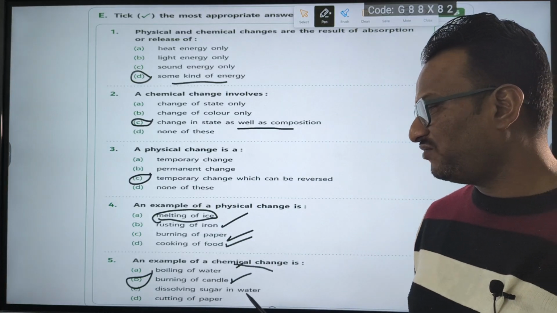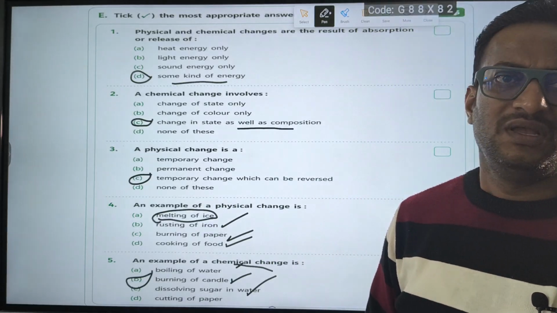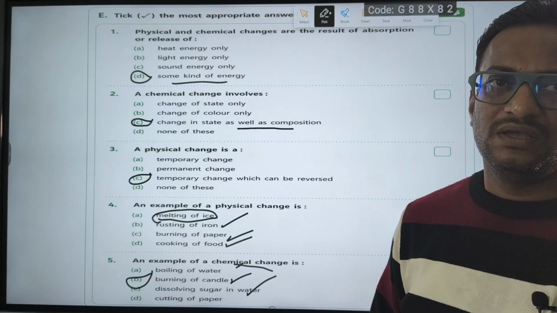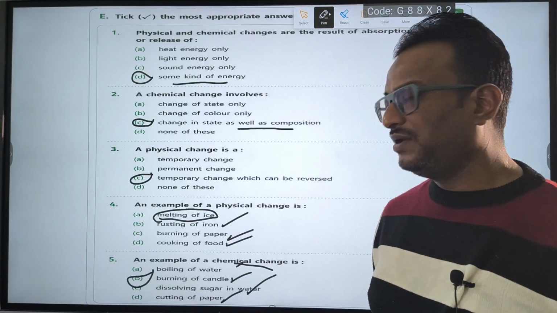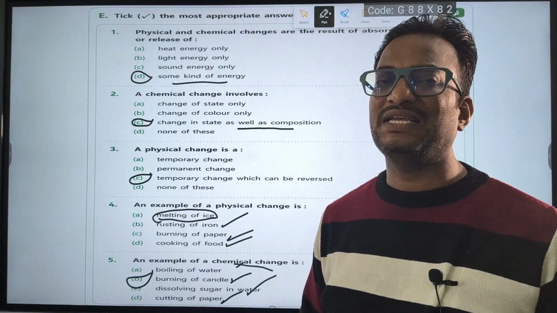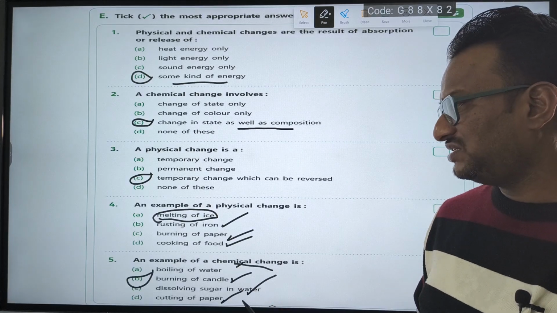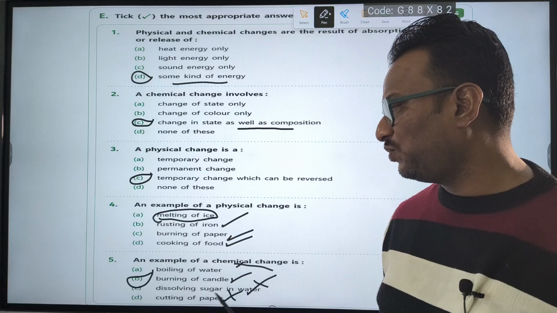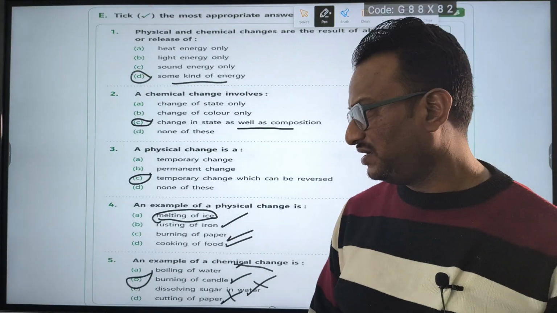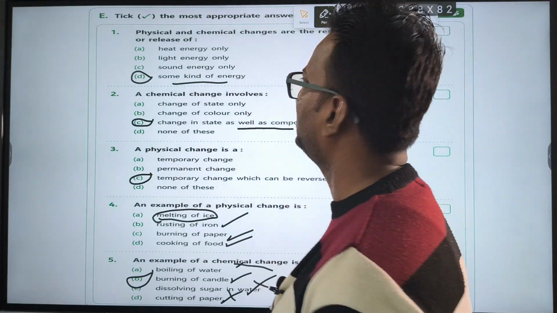Even dissolving sugar in water, you can separate sugar and water through evaporation or heating or some other process. Cutting of paper is also just the paper size has been decreased, but it is also a physical change. These are all physical changes. So the chemical change is only one, that is burning of candle.